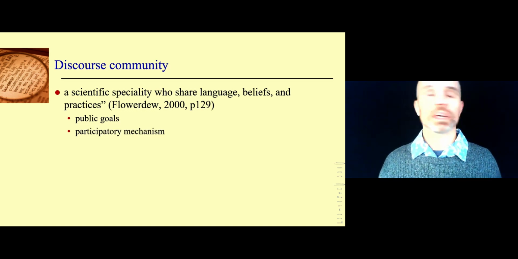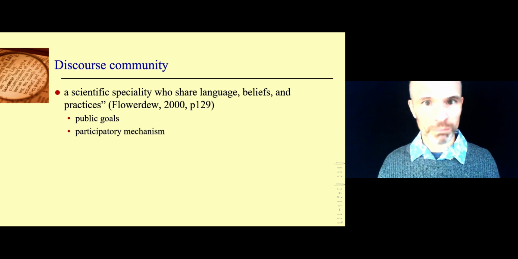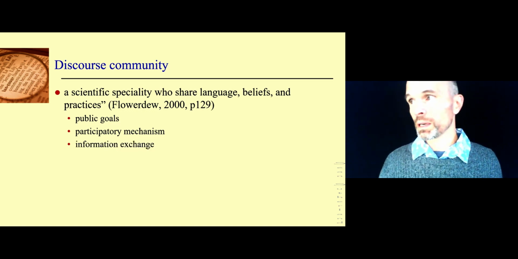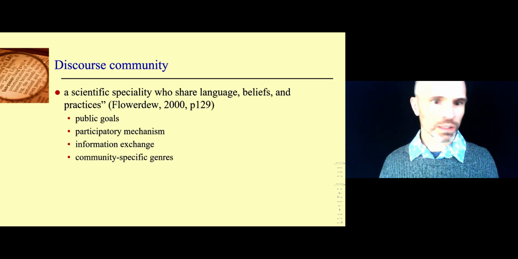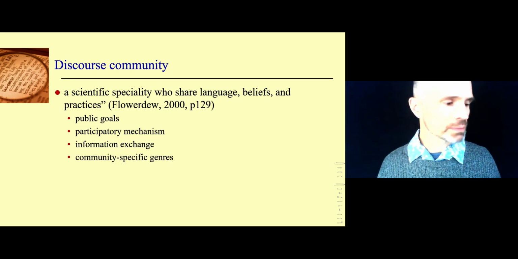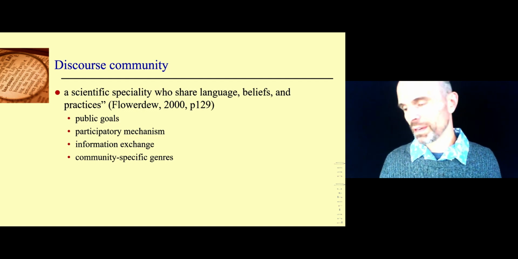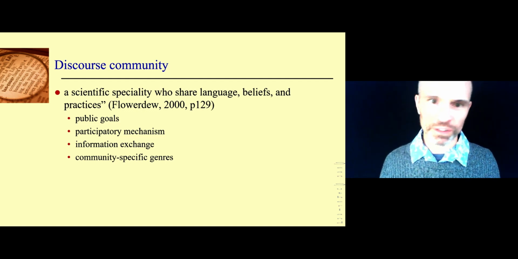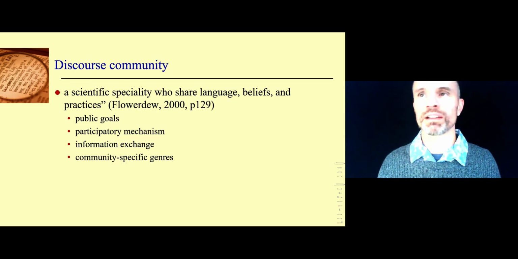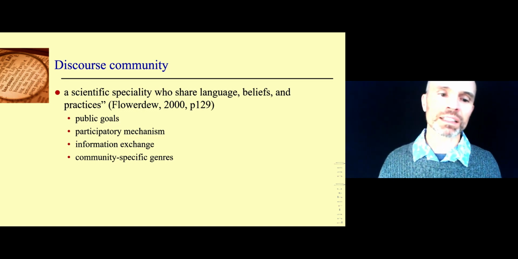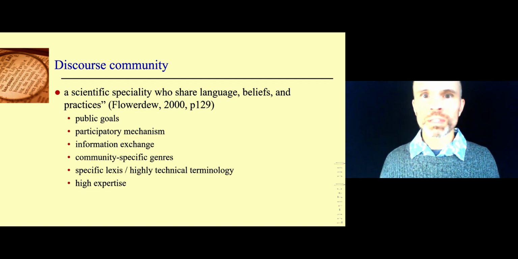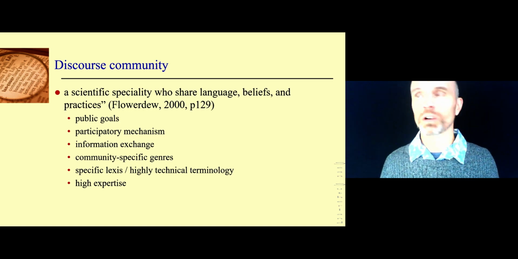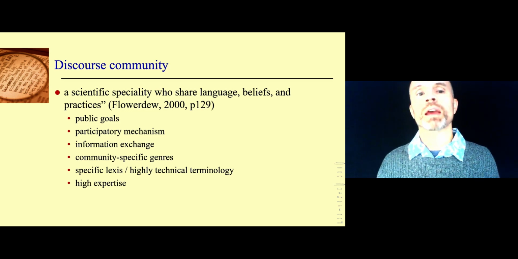You participate through conferences, through publishing. You read each other's work and comment on each other's work, and so on, right? Community-specific genres: academics have special language for their field. They use citations and references. They have low-frequency specialized lexis, and so on. Discourse community is very specific, right? For the most part, academics or researchers of some type.